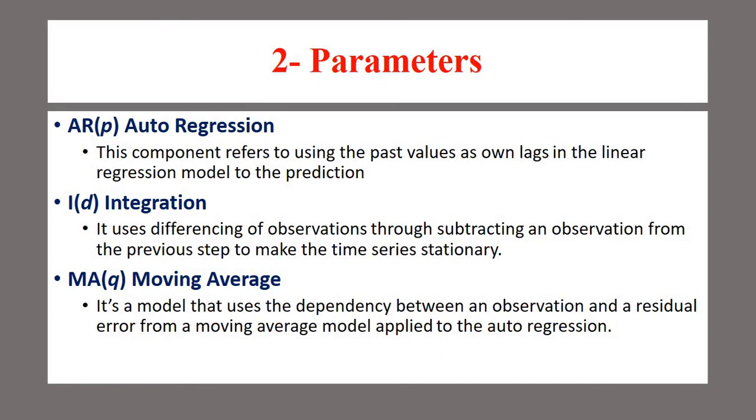The next parameter is the moving average. Note that ARIMA models are a type of linear regression model. In the regression model, we have a residual error. So in every prediction, we need to consider the error. So in the moving average, the model uses the dependency between an observation and a residual error from a moving average model, which is obtained from the autoregression.